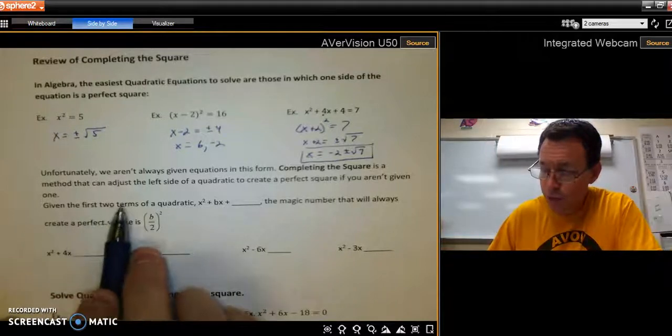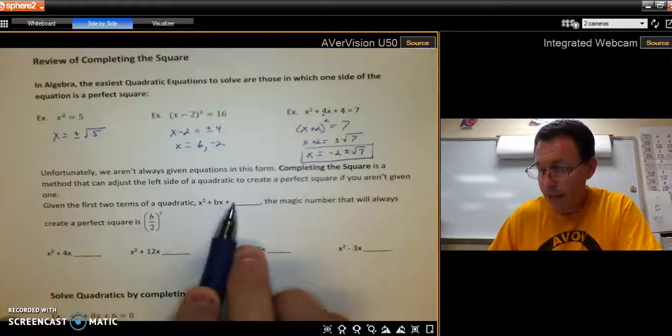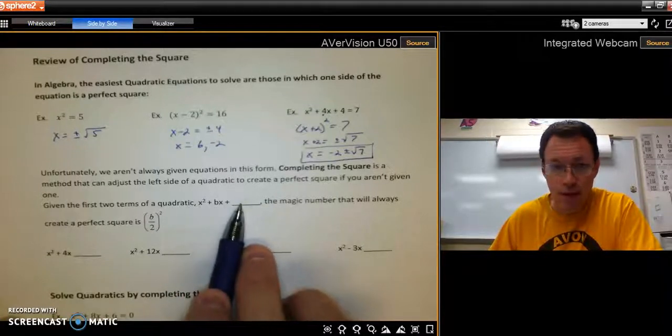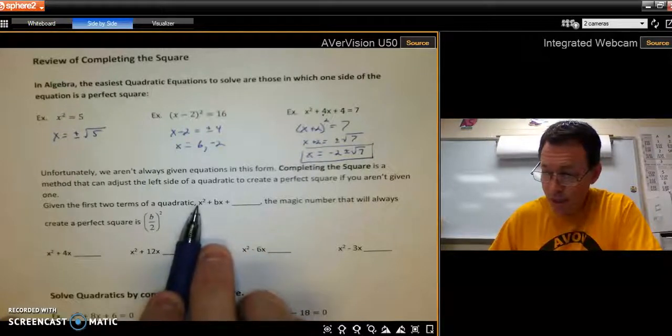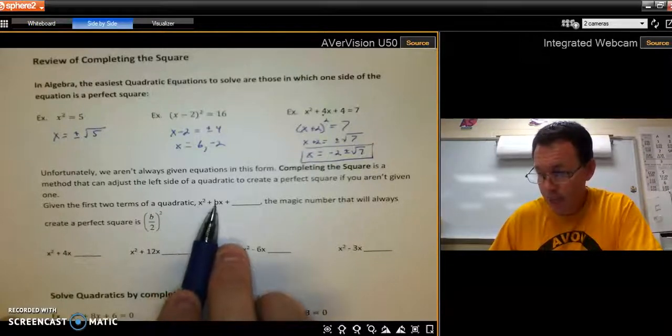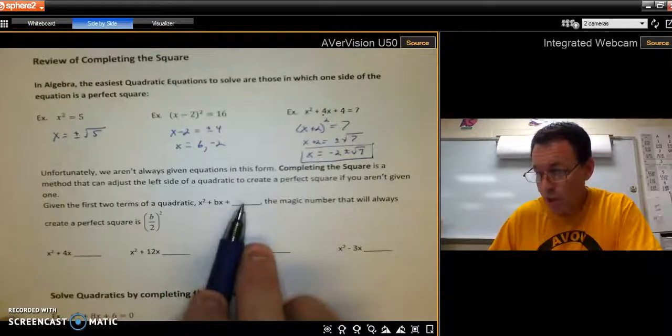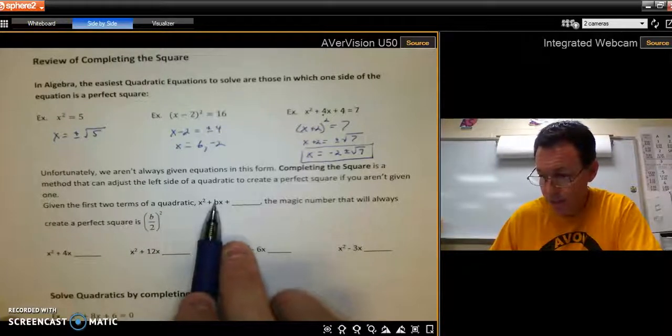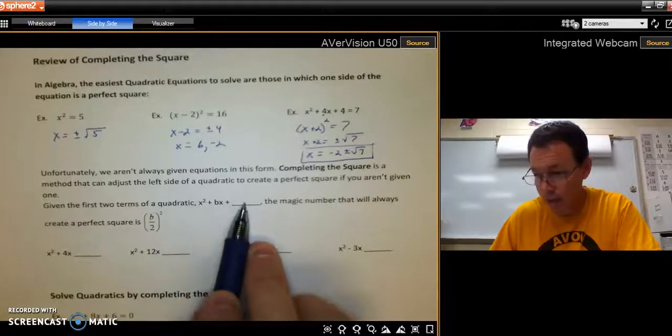So, given the first two terms of a quadratic, you've got x squared plus bx, what is the magic number that will create a perfect square? Always. First off, notice that we have a 1x squared. We can't have a number in front of the x squared. And then we've got some number here, bx. This magic number will always be half of b. So we're going to take this number, our middle term, divide it by 2, cut it in half, and then square it.